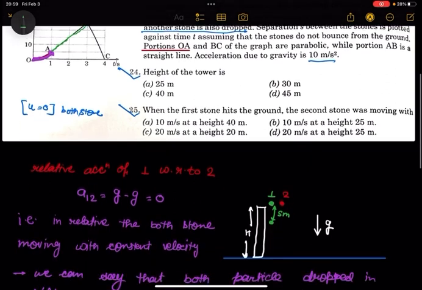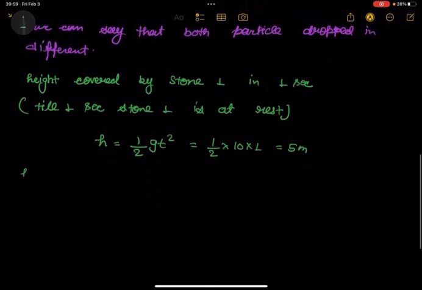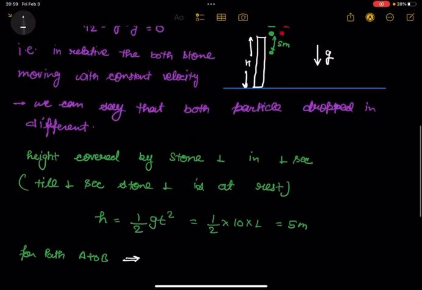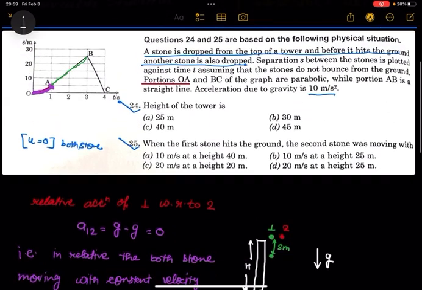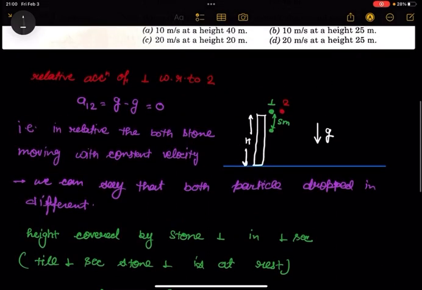So if both stones start moving, meaning stones 1 and 2 both start moving, then for path A to B, you can see that the separation increases with time. So we can write that the separation between stone 1 and 2 increases with time. Okay.